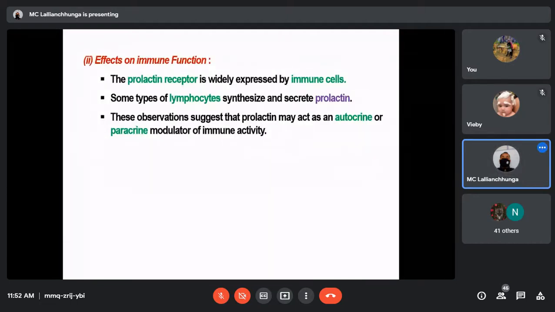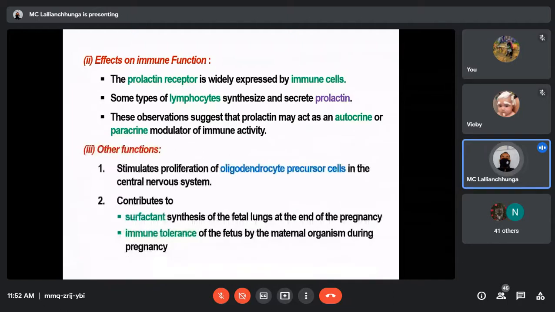Okay. Other functions, it is important for the synthesis of oligodendrocyte in the central nervous system. And in case of lungs also, they are contributing to the surfactant synthesis. Okay, surfactants are very important in decreasing the surface tension in the lung alveoli.